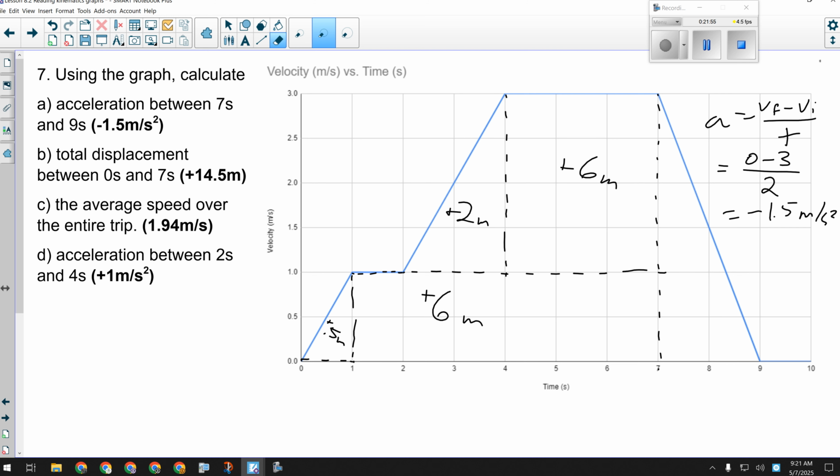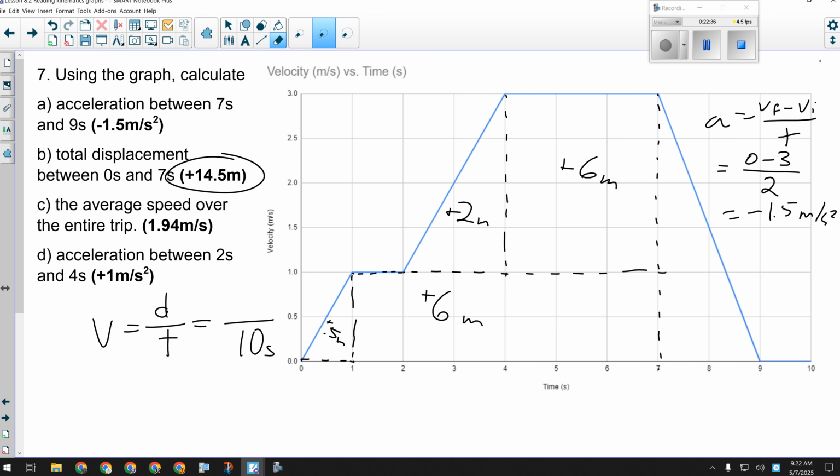All right, so if I want to get my total displacement there, it's going to be positive 14.5 meters. Okay, 6 plus 6 is 12, plus 2 is 14, plus 0.5 is positive 14.5. Okay, if I want to get the average speed over the whole trip, speed is total distance divided by total time. Do I have the total time? Okay, this whole trip takes how long? 10 seconds. Okay, so I know I can put 10 seconds over there.